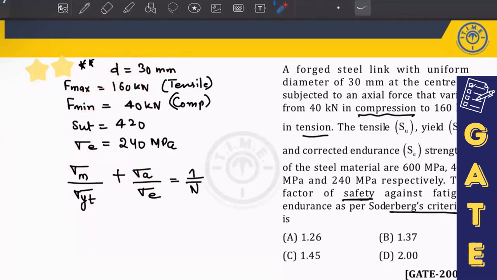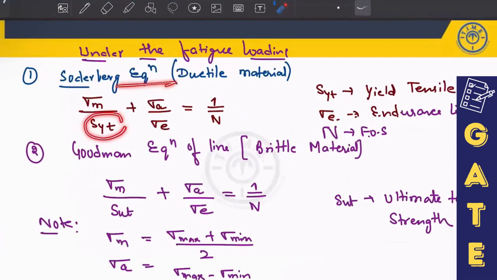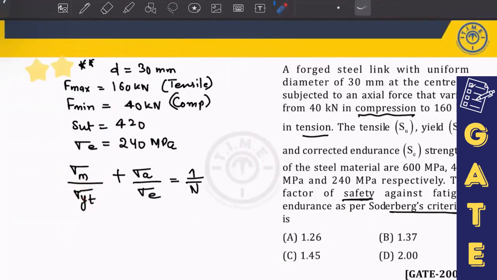That means yield strength is given, ultimate tensile strength is given, and the endurance limit is given. Just to confuse you, they have mentioned the ultimate tensile strength also. But you already know that for the Soderberg criterion, you have to use the yield tensile strength. For a brittle material, Goodman, you have to use the ultimate. In every problem, they will give you both values. But you have to know that for the Soderberg equation, ductile material, the failure one is the yield tensile strength, and that you have to consider. Now, can anyone please tell me what is the maximum and minimum stress?